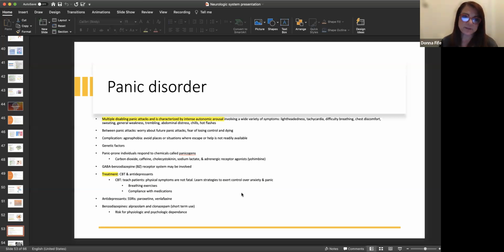Antidepressants that can be used: SSRIs, paroxetine, venlafaxine. Benzodiazepines might be used, such as alprazolam or Xanax, and clonazepam. These should be used for short-term use, as they can become dependent and addictive. And there's a risk, again, for physiologic and psychological dependence on the benzodiazepine, so you want to treat with those cautiously and intermittently.